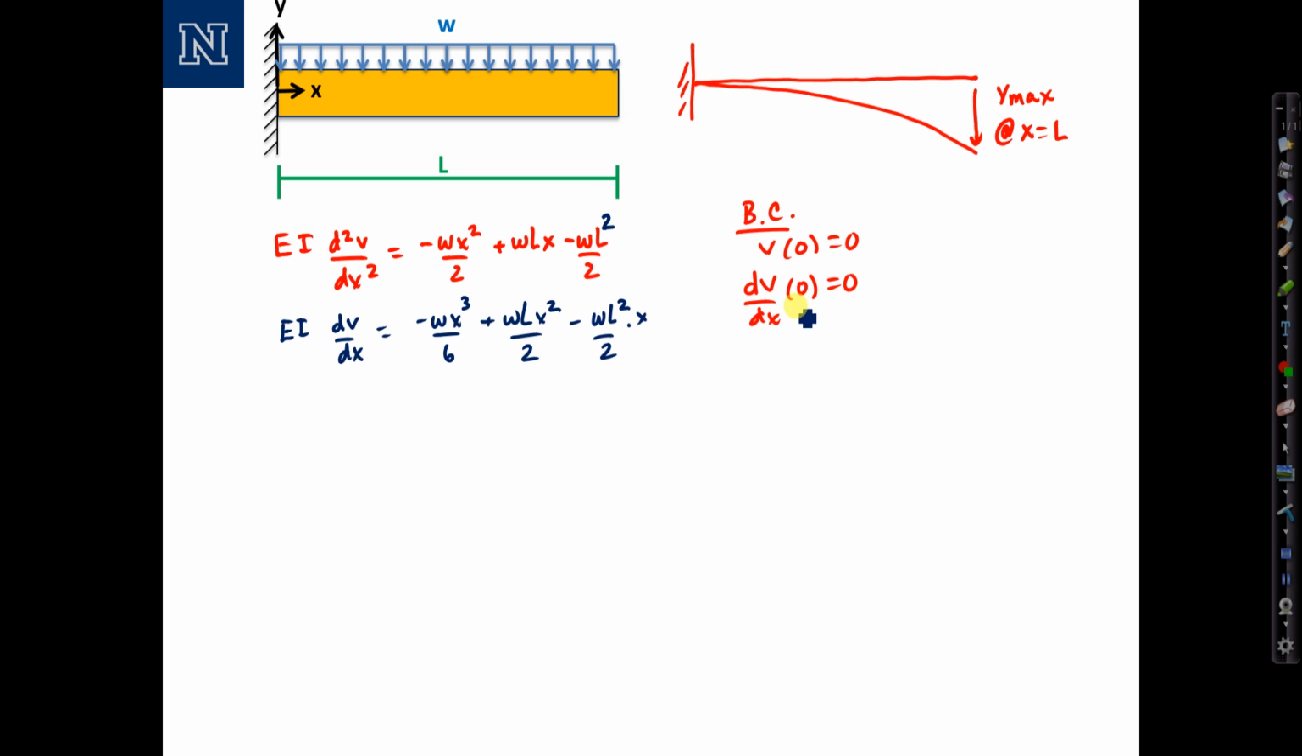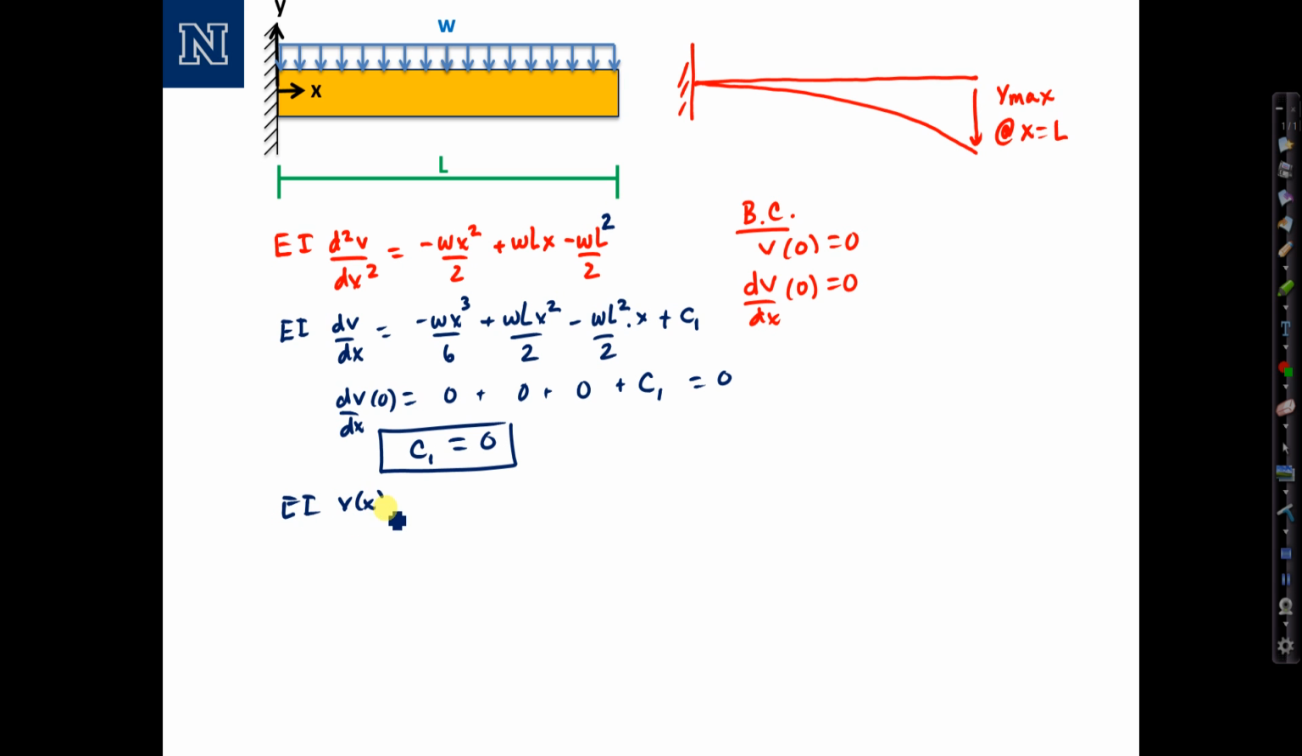Now we can actually apply this boundary condition right now since we have the first derivative. Let's evaluate dv by dx at 0 equals, first term is 0, second term is 0, third term is 0. I forgot to add my constant of integration, so I have the constant of integration, and I'll set the whole thing equals 0. That tells me that C1 is equal to 0. Okay, I'm going to integrate again.